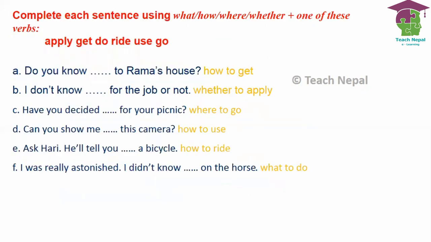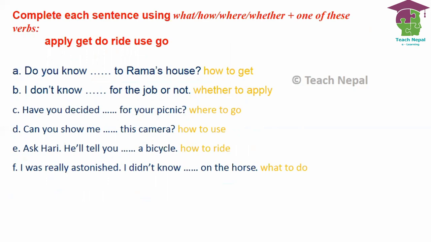Now, complete each sentence using what, how, where, whether, or one of these verbs. With one of these verbs there. Means, do you know to Ram's house? How to get? How to get to? Right? How to get to Ram's house? I don't know for the job or not. I don't know whether to apply for the job or not.